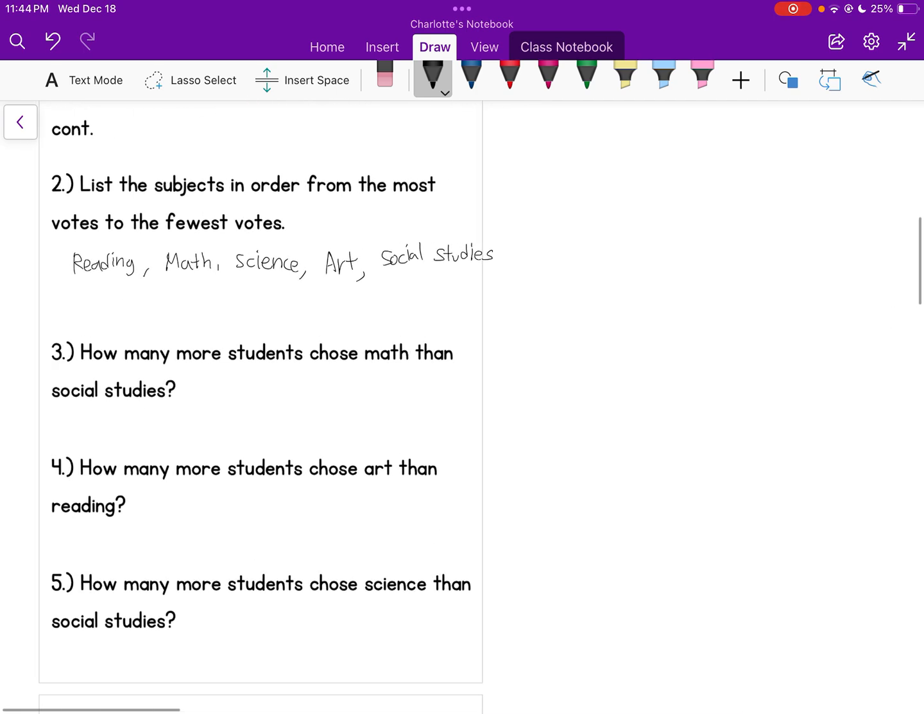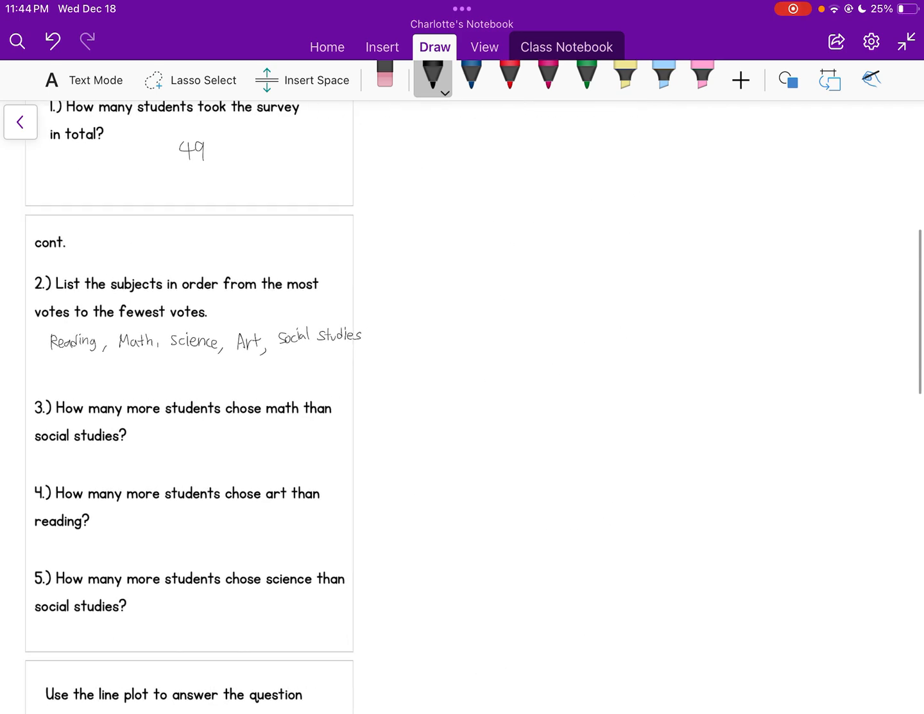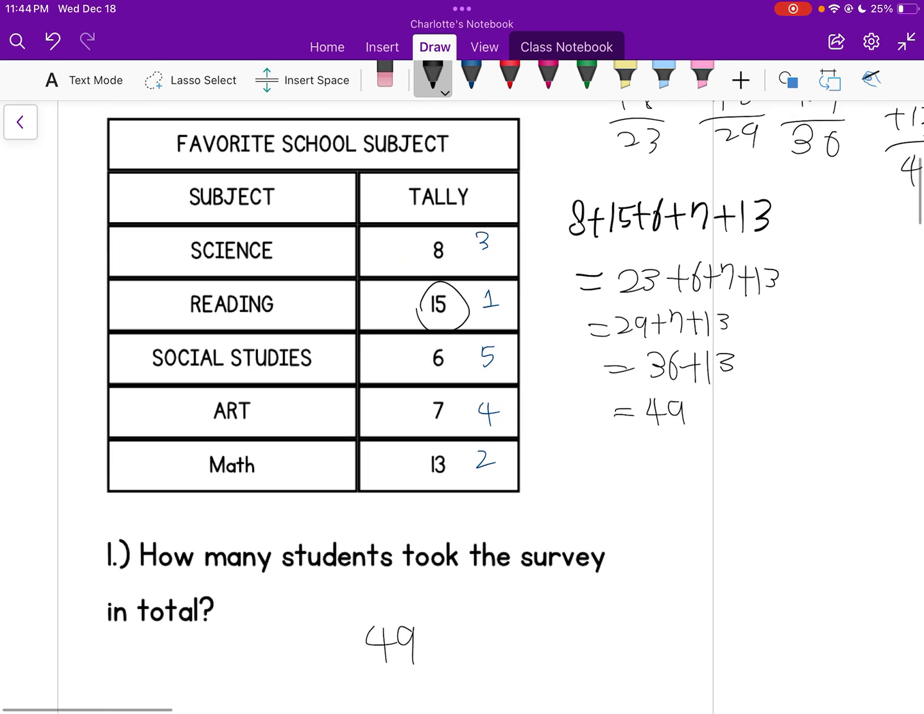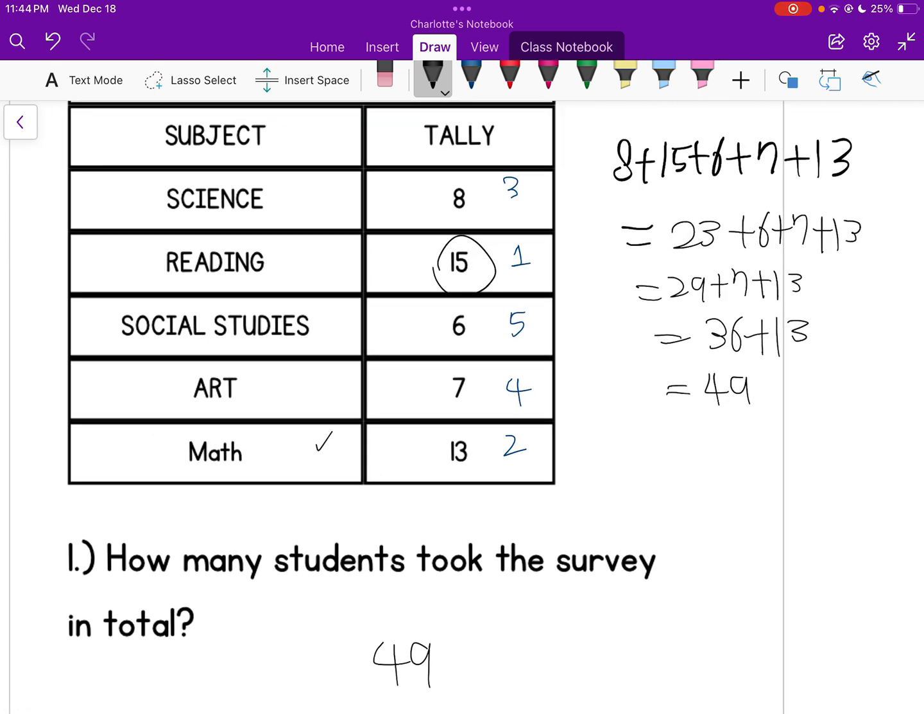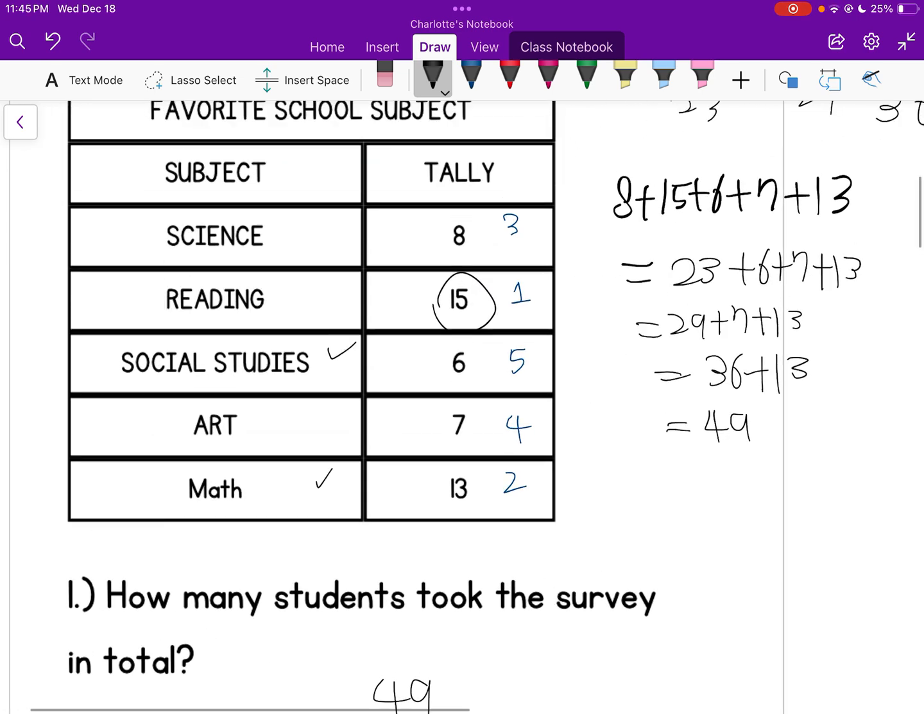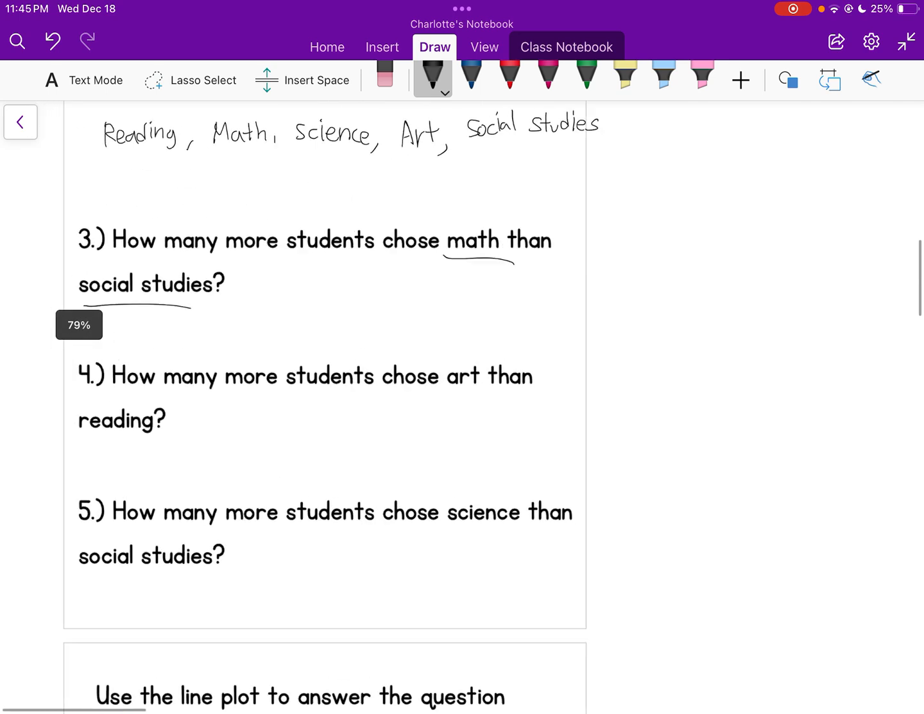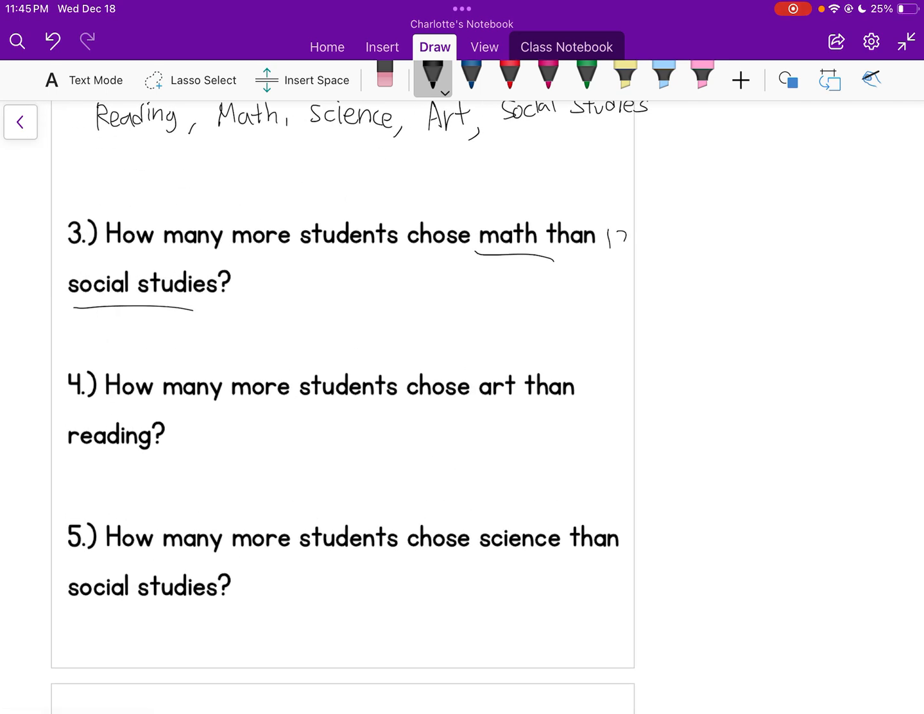Okay. Number 3, how many more students chose math than social studies? So we're going to look at math and social studies here. Math is 13 and social studies is 6. So 13 minus 6 is 7. So 7 more students.